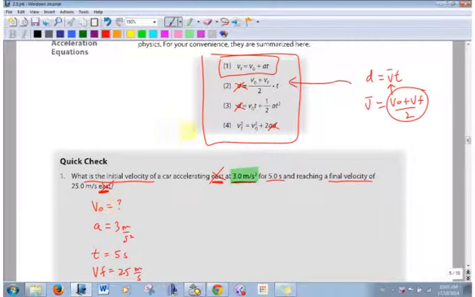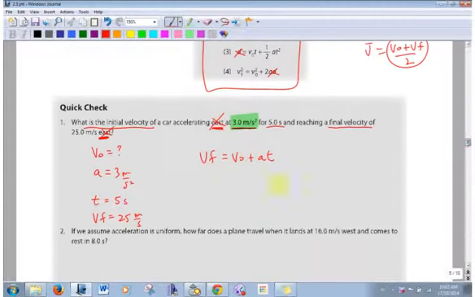Right? Check. VO, yep. A, yep. T, yep. And I can only have one variable. That's the one I want to solve for. So next step, write down the formula without substitutions. Finally, make substitutions. It's already solved for what I want to find out, VF.